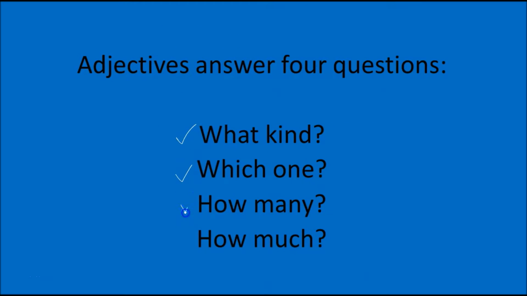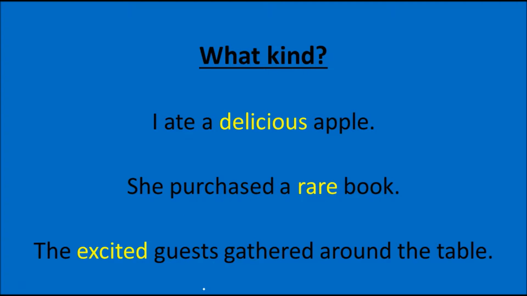Which one, how many, and how much? Let's look at examples of each of these types. What kind? I ate a delicious apple. Delicious describes apple. Apple is our noun, and delicious is our adjective.